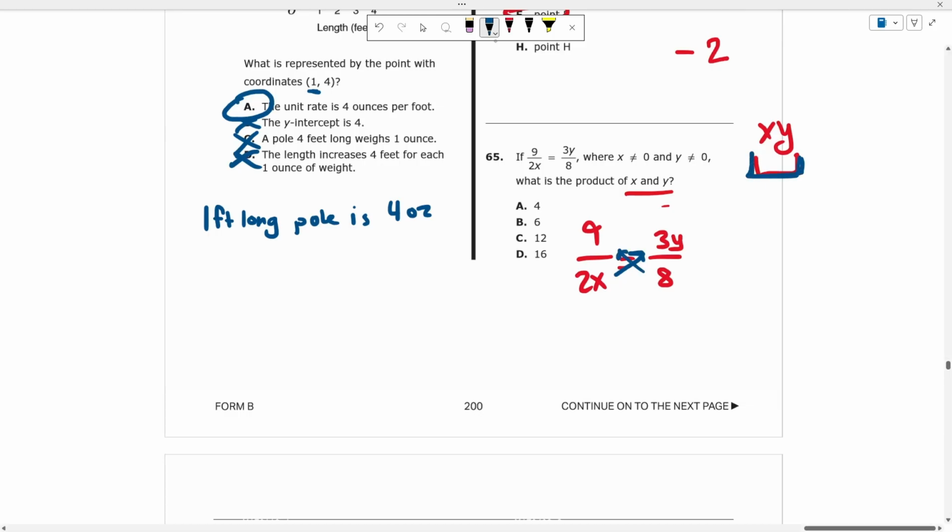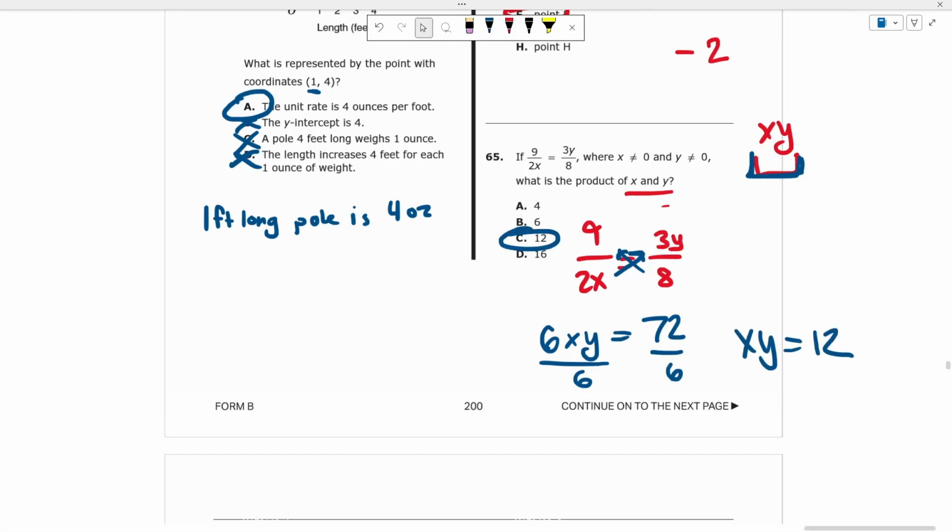So 2x times 3y is equal to 6xy, and 9 times 8 is equal to 72. Now, the 72 isn't a choice here. Why? Because they're not asking you for 6xy. They're just asking you for xy. So in order for me to just get xy, I need to divide both sides by 6. And I end up with xy is equal to 12, which is choice C.